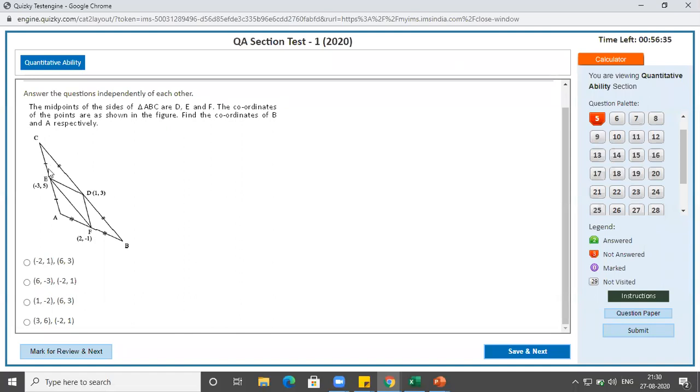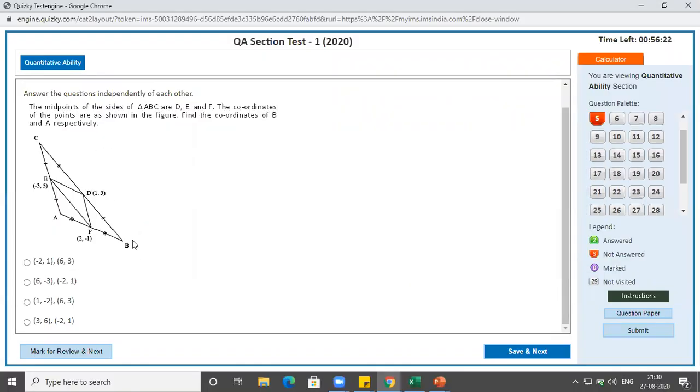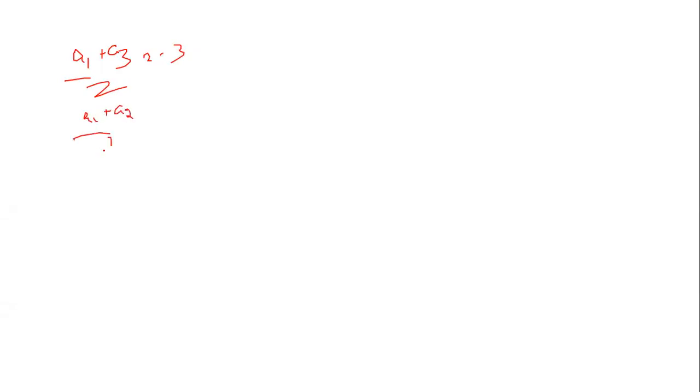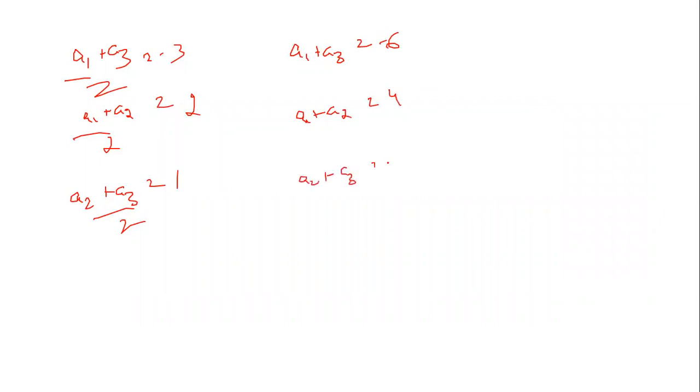So it says A1 and C1. So I'll do A1 and say A3. So (A1 + A3)/2 will give me minus 3. And then (A1 + A2)/2 is going to give me 2. Likewise, (A2 + A3)/2 is going to give me 1. So A1 plus A3 is equal to minus 6. A1 plus A2 is going to be 4. And then A2 plus A3 is going to be 2.